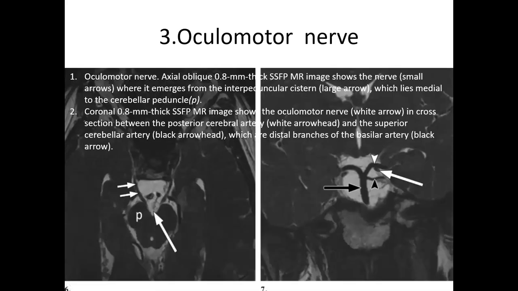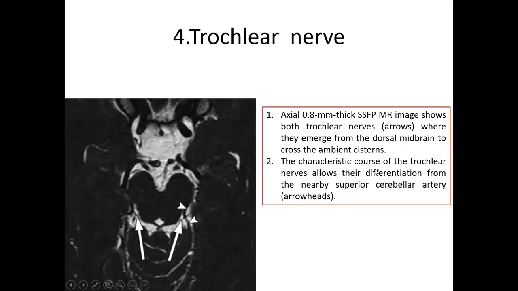Then oculomotor nerve is originated from the midbrain around the interpeduncular cistern. You can see in the interpeduncular cistern, this is called interpeduncular cistern. This is the oculomotor nerve, where it emerges from the interpeduncular cistern, which lies medial to the cerebral peduncle. And you can see the white arrow. This is the oculomotor nerve in between posterior cerebral artery and superior cerebellar artery. This is posterior cerebral artery and superior cerebellar artery, you can find in the coronal image.